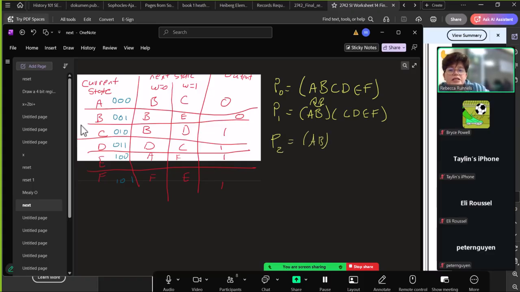Now, where does C go to for W equals 0? B. C goes to B. Where does D go to? D. Where does E go to? A. Where does F go to? F. Okay, so how do we split this group up?